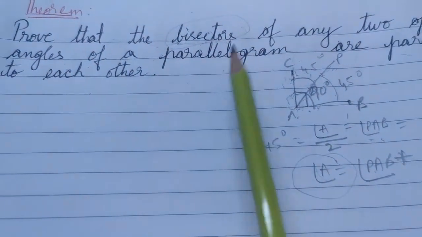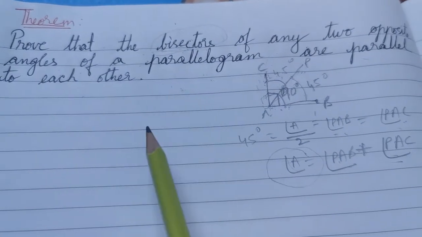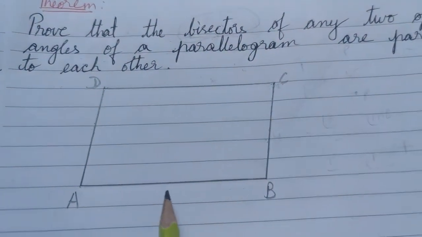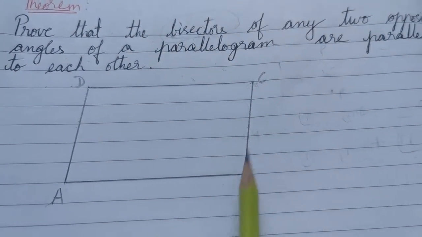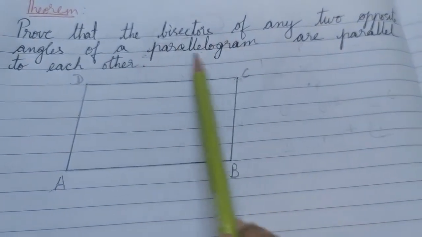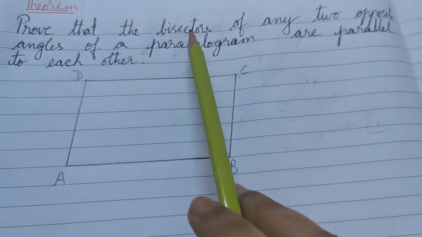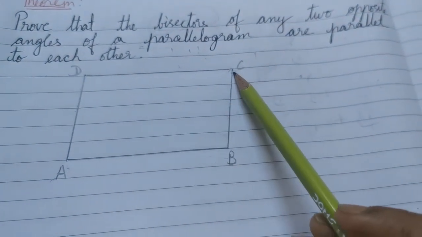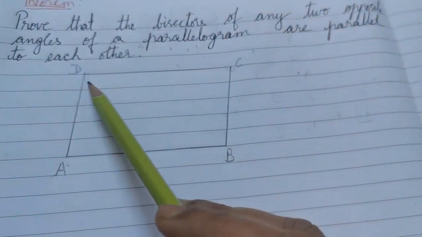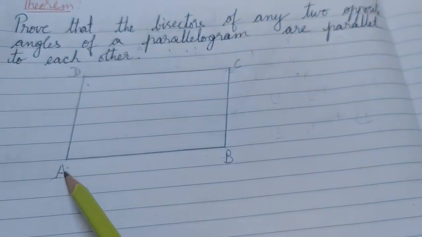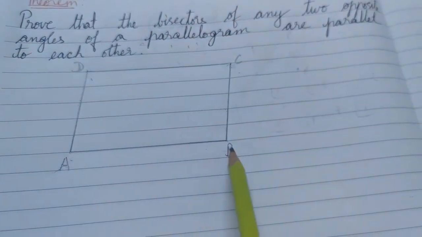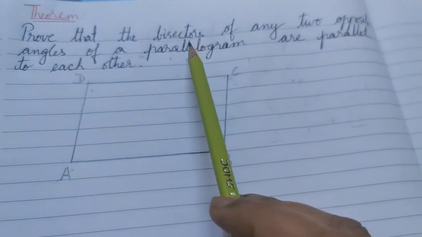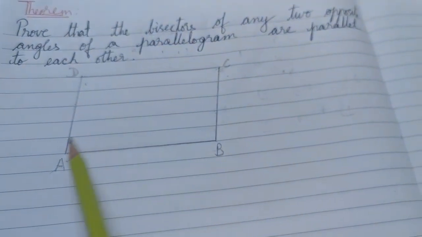So let us try to prove the statement given in this theorem by first drawing a parallelogram. So here I have a parallelogram ABCD. So what else do we need in this parallelogram? I need the bisectors of any two opposite angles. The opposite angles are angle A and angle C, and angle B and angle D. So we have two pairs: angle A and angle C is one pair, angle B and angle D is the second pair. So we have to draw the bisectors of any two opposite angles.